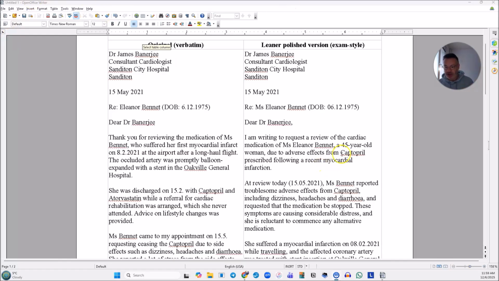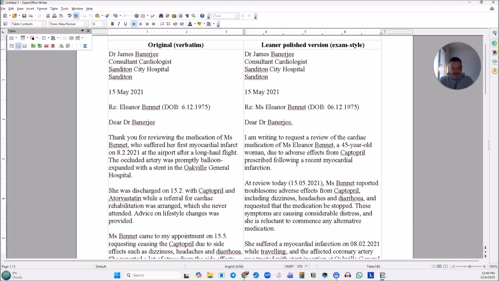So, I mention what the medication is. It's captopril, okay? I'm writing to request a review of cardiac medication of Ms Bennett due to adverse effects, right? So, instead of simply saying reviewing a medication, say why, what is wrong: adverse effects from captopril prescribed following a recent myocardial infarction.